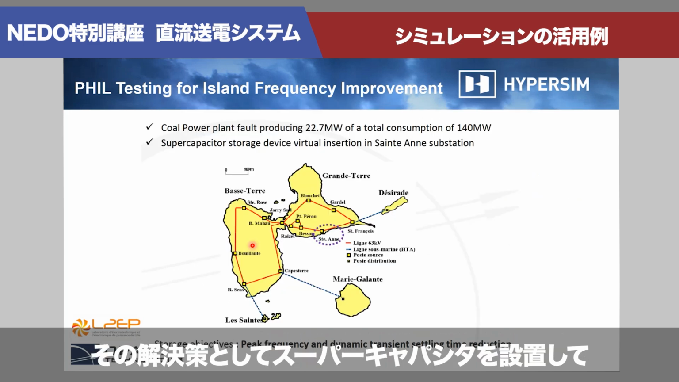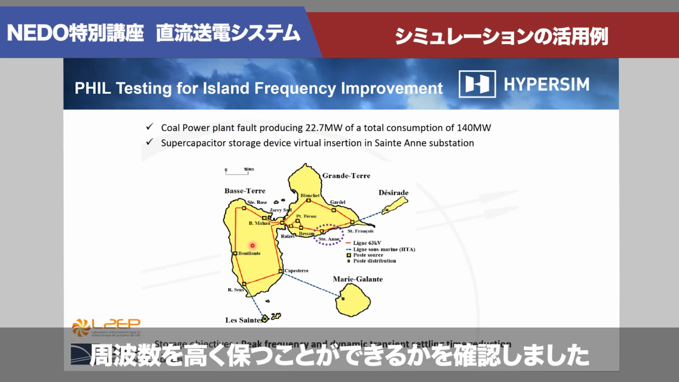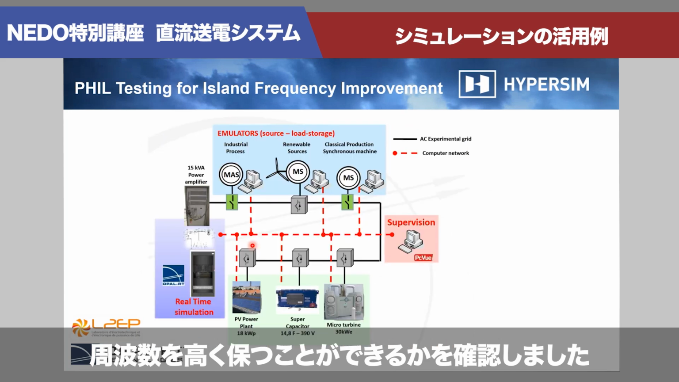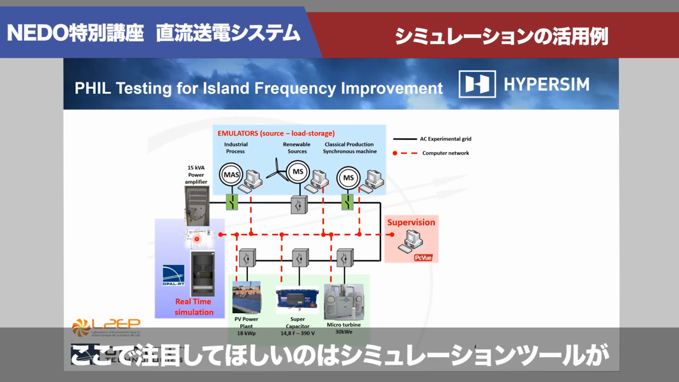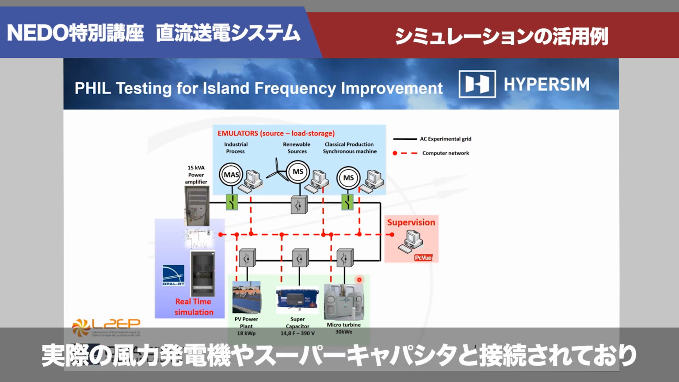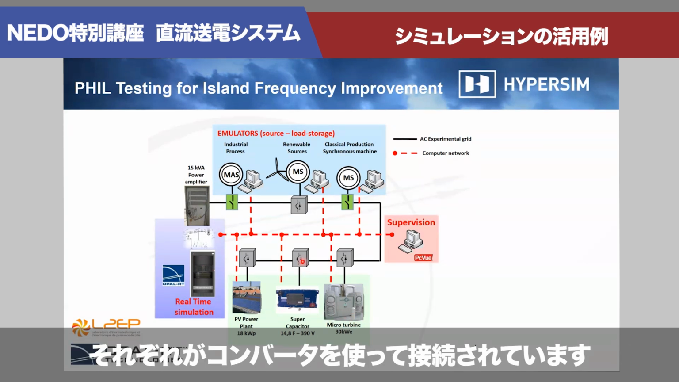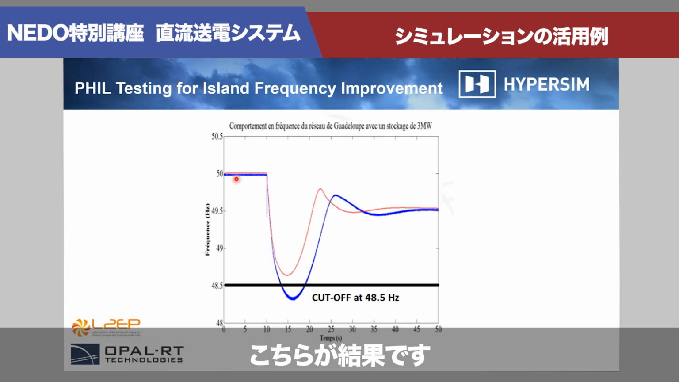So the solution was to install a supercapacitor and see if, with that supercapacitor, it could provide power to keep the frequency high enough. So this is the topology of the simulation case, and I just want to highlight that here you have the simulation tool with a small amplifier. It's only 15 kVA and connected to real devices. So you have a real turbine, a real supercapacitor, each of them with their converters. And using this setup, they were able to make studies. And there you have the result.